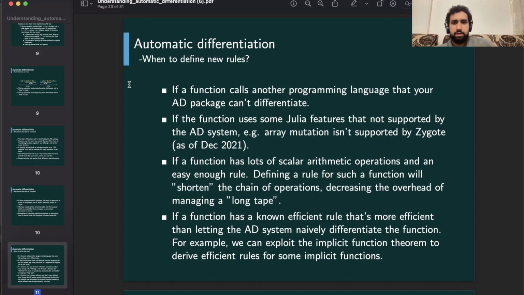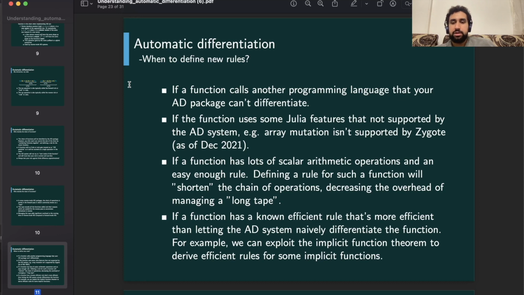So that's one scenario or one case where you might need to define a rule. Another case is if the function actually uses some Julia features that are not supported by the AD system. Now, ideally, a Julia AD system should support every single operation and everything you can do in Julia, right? Like it should be able to differentiate almost everything, but that's not really the world we live in.